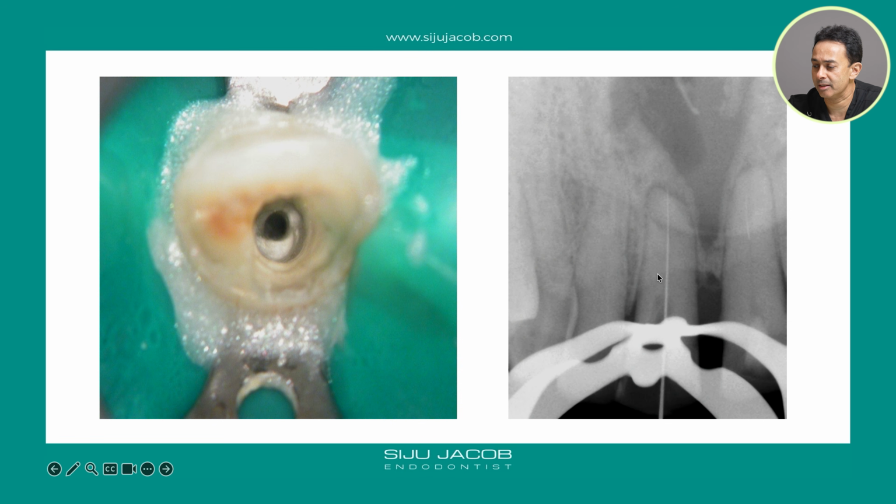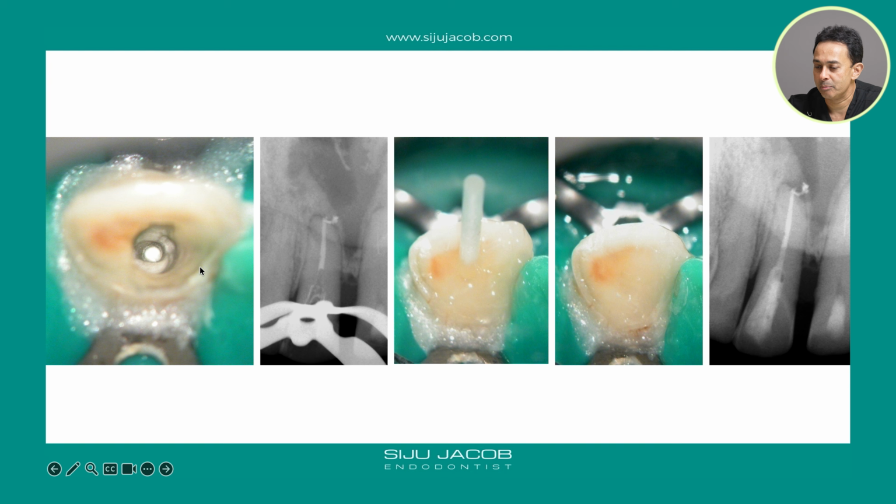And then once we found the canal, we instrumented the canal, put some calcium hydroxide, waited for the patient's symptoms to subside, then obturated this tooth, you can see here. And then we put a fiberglass post there to strengthen the weakened coronal portion as well.